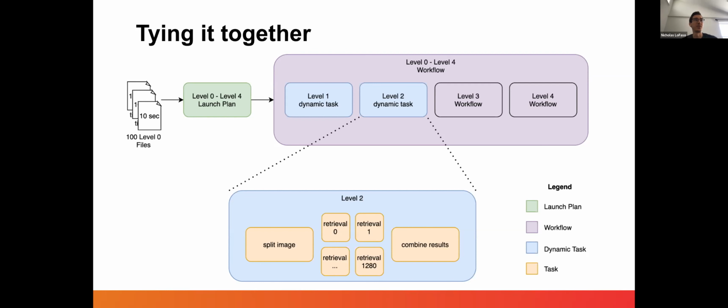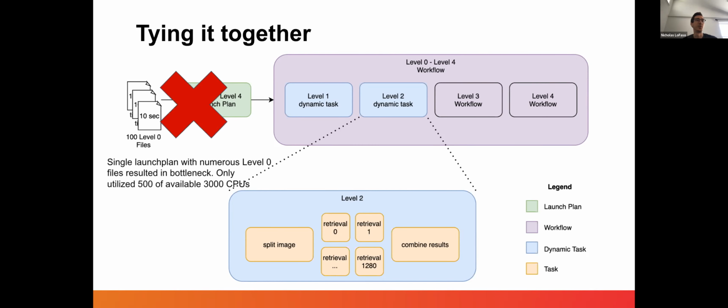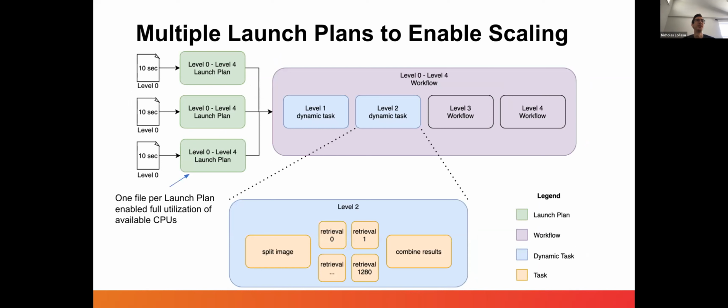But we tried it like this with 100 level 0 files, which are 10 seconds each, and we got bottlenecked, only able to run up to 500 of our available 3,000 CPUs. That didn't quite work, and this is when the Flyte community came to the rescue. We ended up saying, why don't we just have a launch plan per task, to get better throughput and also better observability into what is running. That's what we've been doing, and we've been able to utilize all 3,000 of our CPUs.